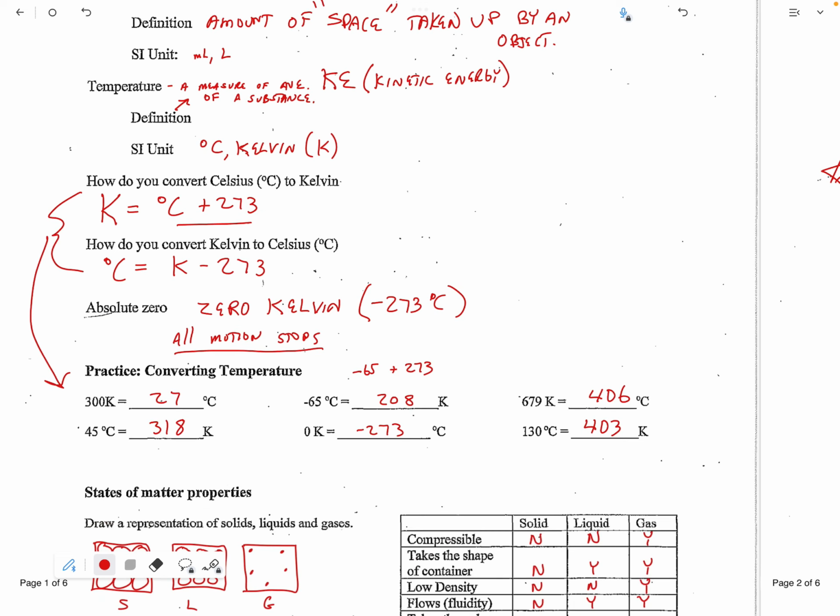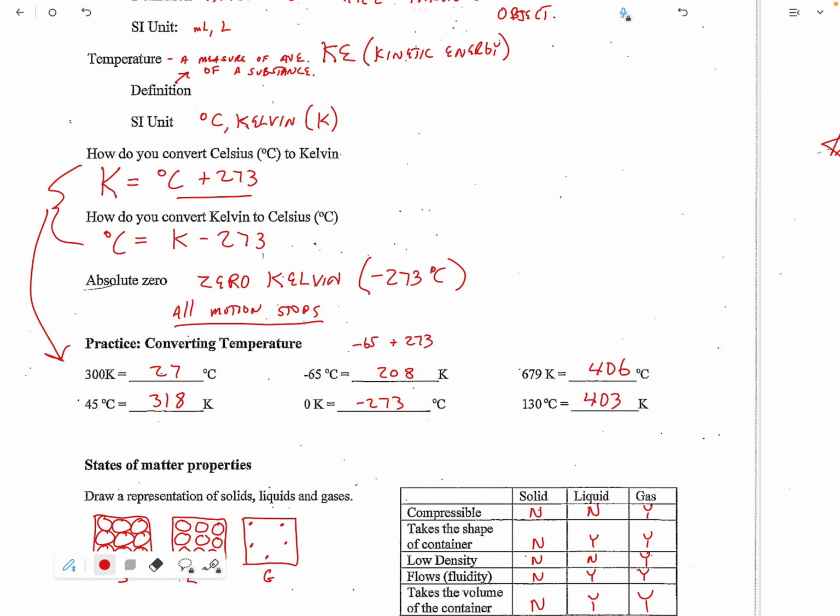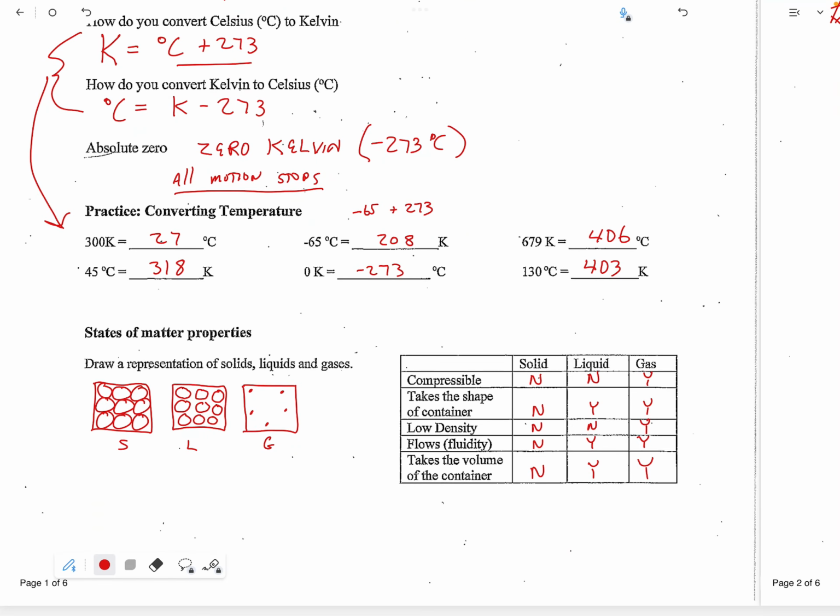Converting temperature. Using those conversions above, you can convert these temperatures. I also drew in for you representations of solids, liquids, and gases and how close the particles are to each other. Solids are not compressible. Liquids are compressible a bit, but for general purposes, we're going to say that liquids are not compressible. It's just way too small of an amount. And gases are very compressible. So you can look at this table over here and determine what is what for what state of matter, solid, liquid, or gas.